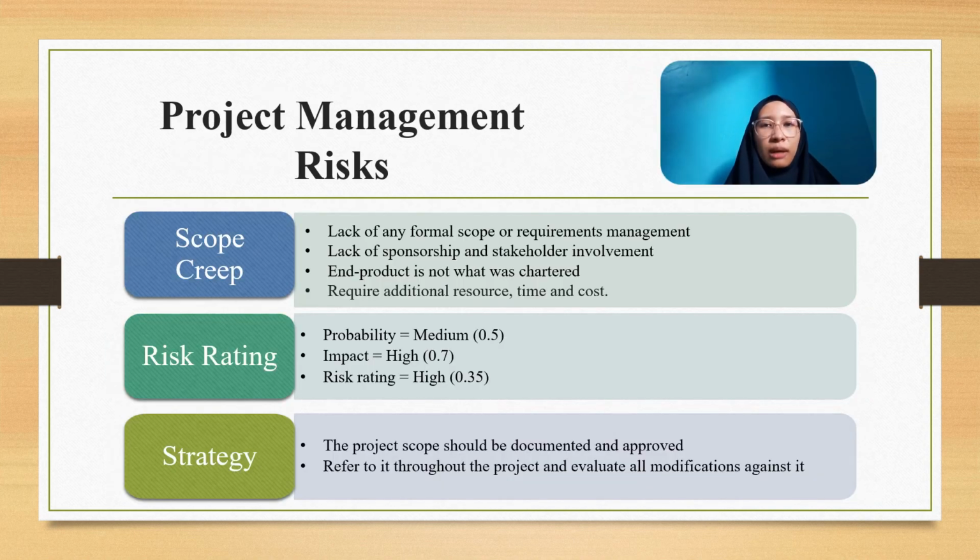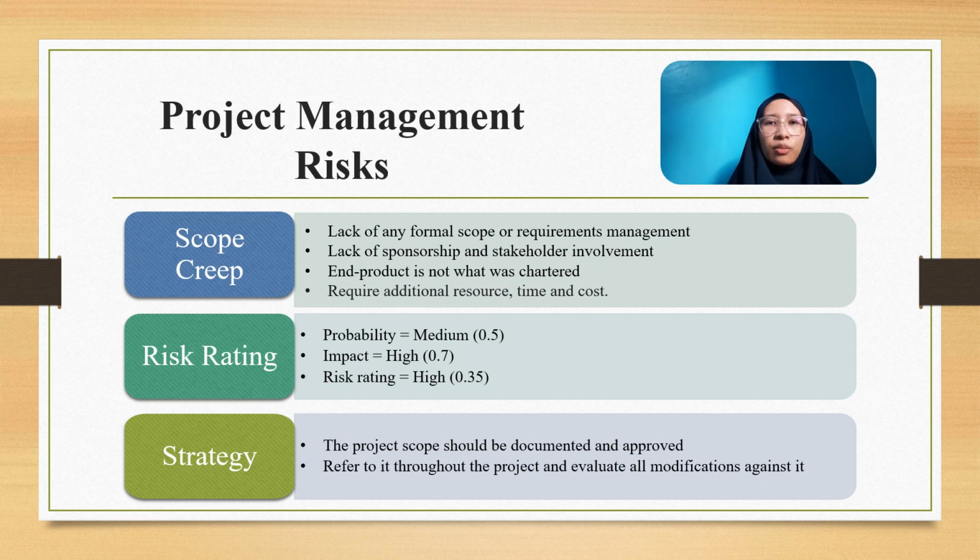The first project management risk is scope creep. Scope creep happens when someone adds additional features or functions to the product without authorization and beyond the agreed upon scope. This in turn causes the time and cost of the project to increase. The probability is medium, impact is high, and the risk rating is high.